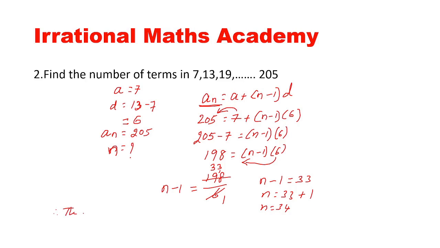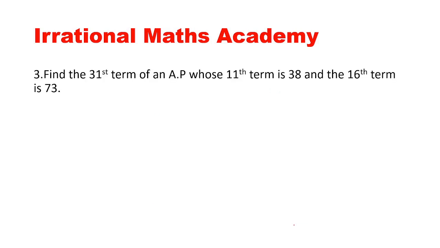Therefore, the number of terms of the given AP is N equal to 34. So 34 terms. You have to write this down in the end. Don't forget this.